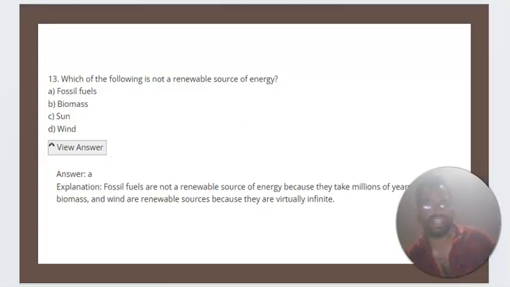Now we move to the next slide, the 14th slide. We understood here: which of the following is not a renewable energy source? Here are given fossil fuels, biomass, sun and wind. So A1 is the right answer. Fossil fuels is not a renewable energy. Fossil fuels is one of the non-renewable energy resources, right? So A1 is the right answer.